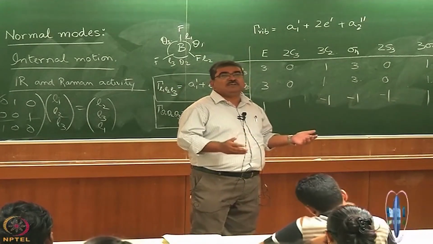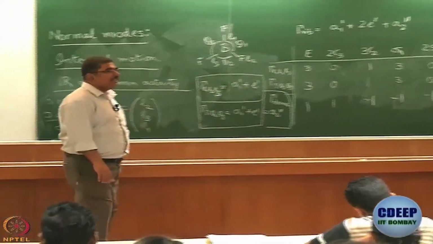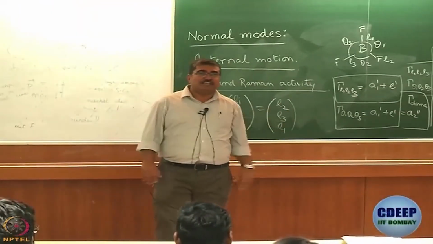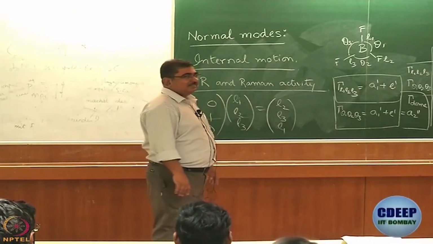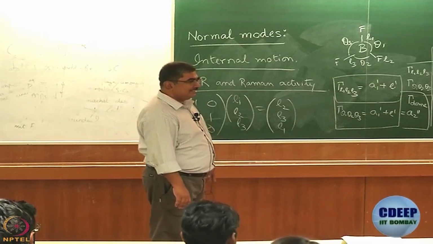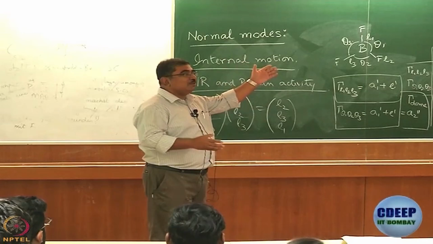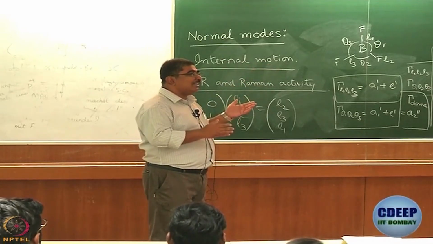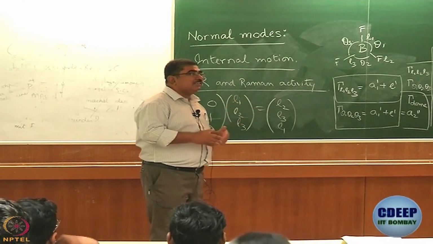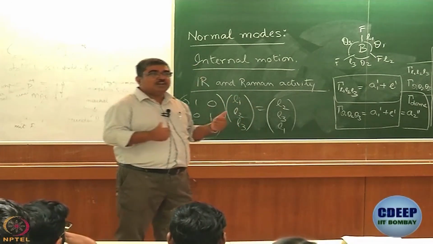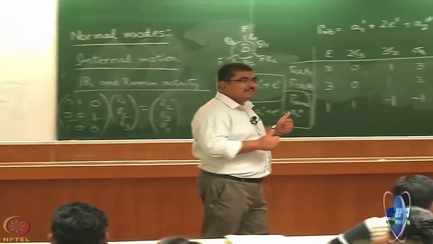Where is that redundant coordinate hiding? Can you tell me where that redundant coordinate is hiding? One of these coordinates should be discarded. Which one? Well, I will give you a hint. One of the A1 dash coordinates should be discarded because the number of E dash coordinates have tallied. The number of A2 double dash coordinates has tallied. There is one extra A1 dash. A1 dash, don't forget, is the totally symmetric representation.